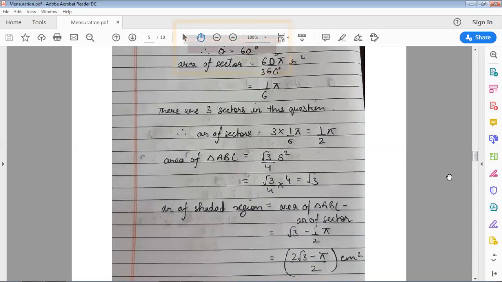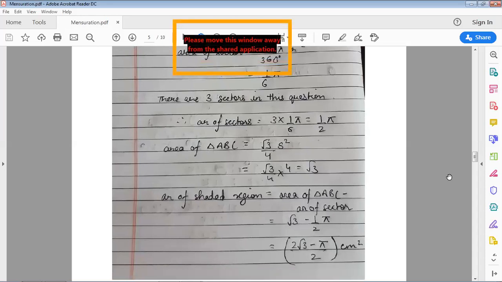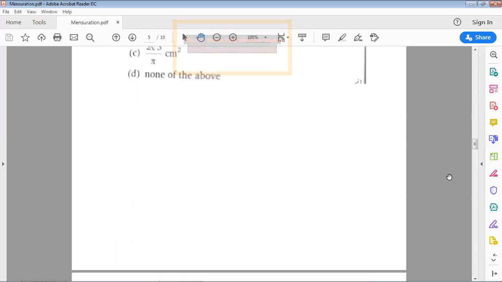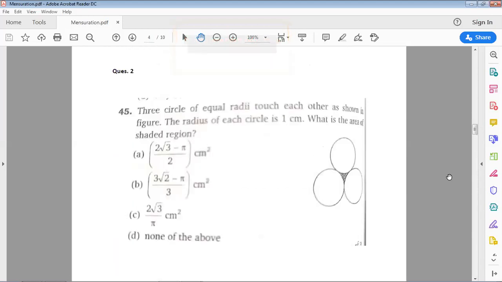So you should all know the area of the equilateral triangle is root 3 by 4 into side square. So we can calculate the area of the equilateral triangle with this formula, and we can calculate the answer of the question as follows: area of the triangle minus area of the three sectors, root 3 minus 1 by 2 pi, and you have to calculate your answer as followed in the options of the question.